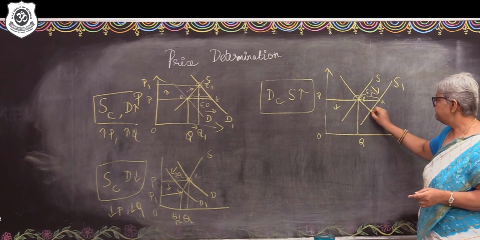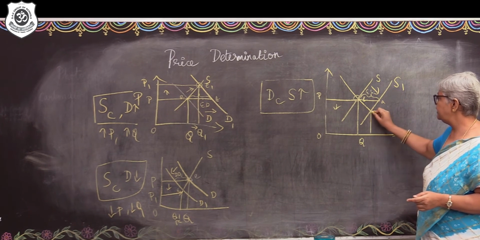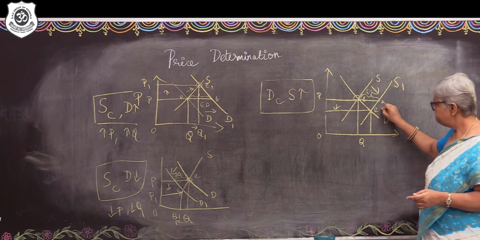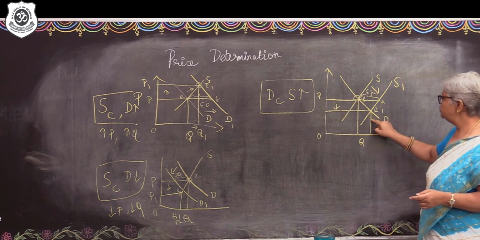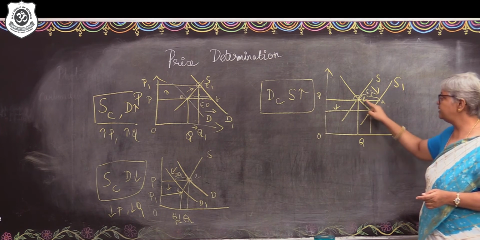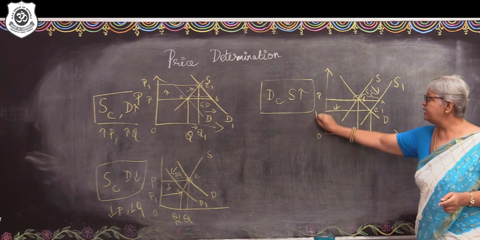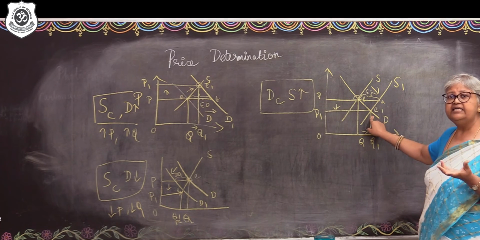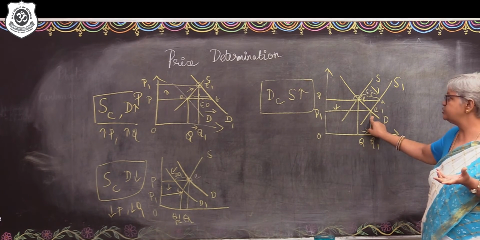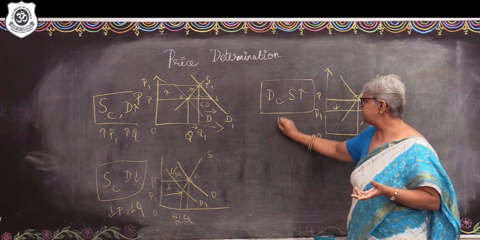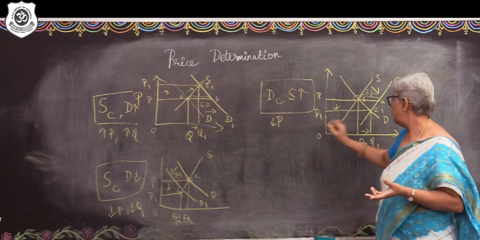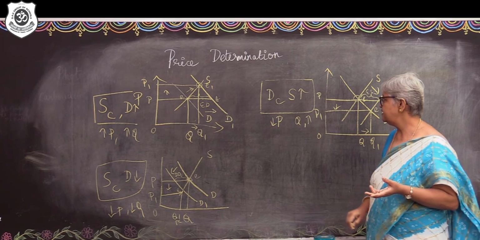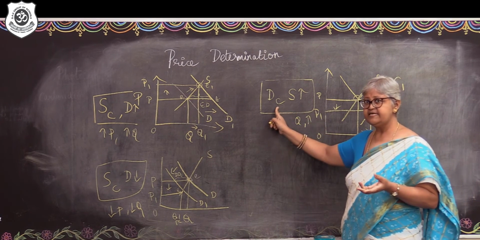And on the new supply curve to the right of the original equilibrium, on the new supply curve, let me repeat, on the new supply curve to the right of the original equilibrium, at a lower price and at a higher output, the market will attain its new equilibrium. So, what's the effect here? The market price falls and the market output increases. Demand is constant.